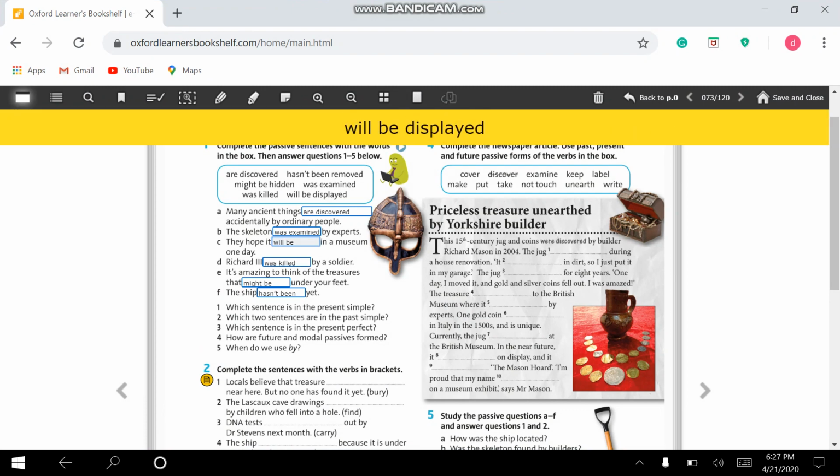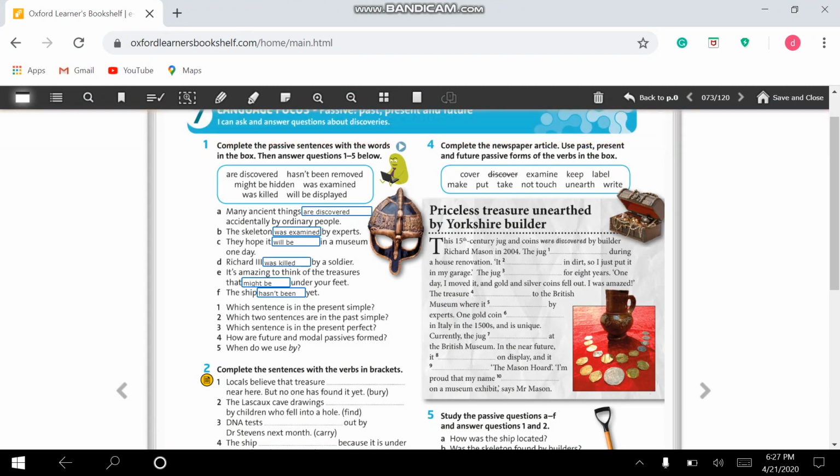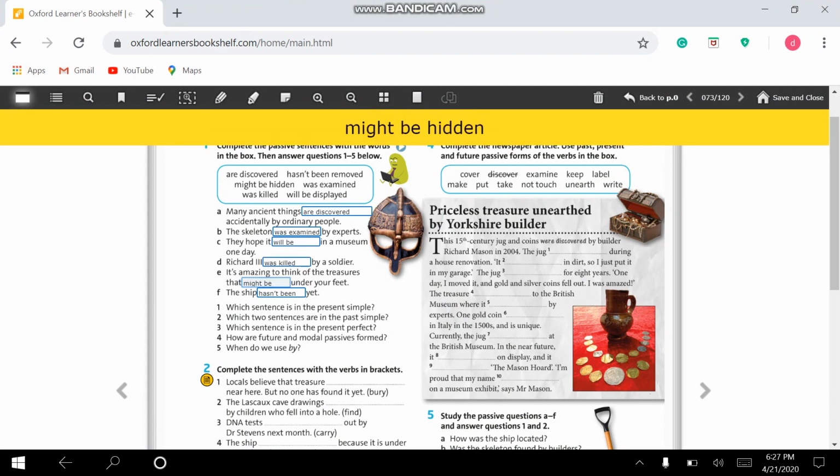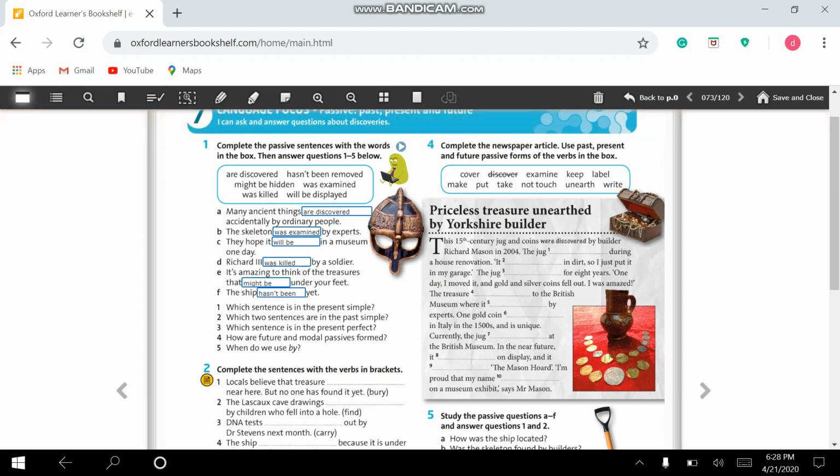They hope it will be displayed, okay? It will be displayed in a museum one day. Richard III was killed by a soldier. It's amazing to think of the treasures that might be under your feet. This ship hasn't been removed yet. Now, which sentence is in the present simple?